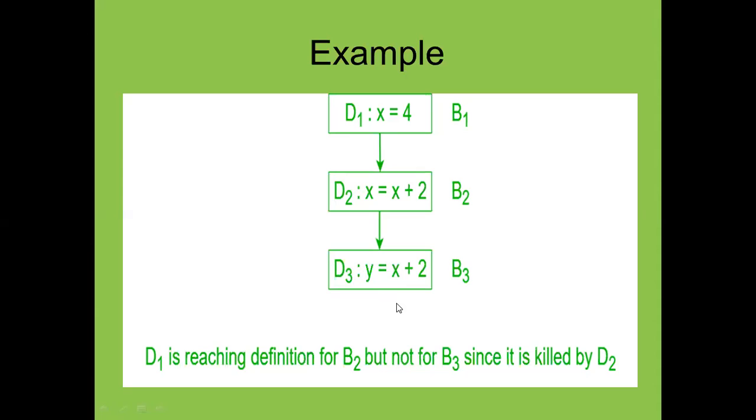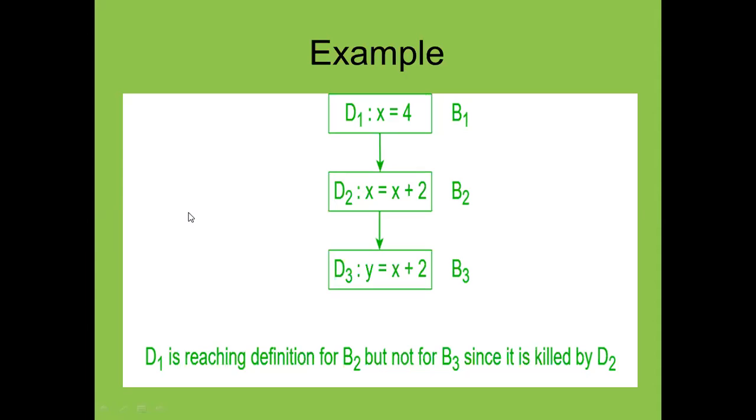Here you are just involving y. So we can say that it is a little bit different than at this level. At D3, this becomes a new one. Now we can say D1 is a reaching definition for B2, but not for B3, since it is killed by D2. It is killed by D2, because here we are going to change this variable.